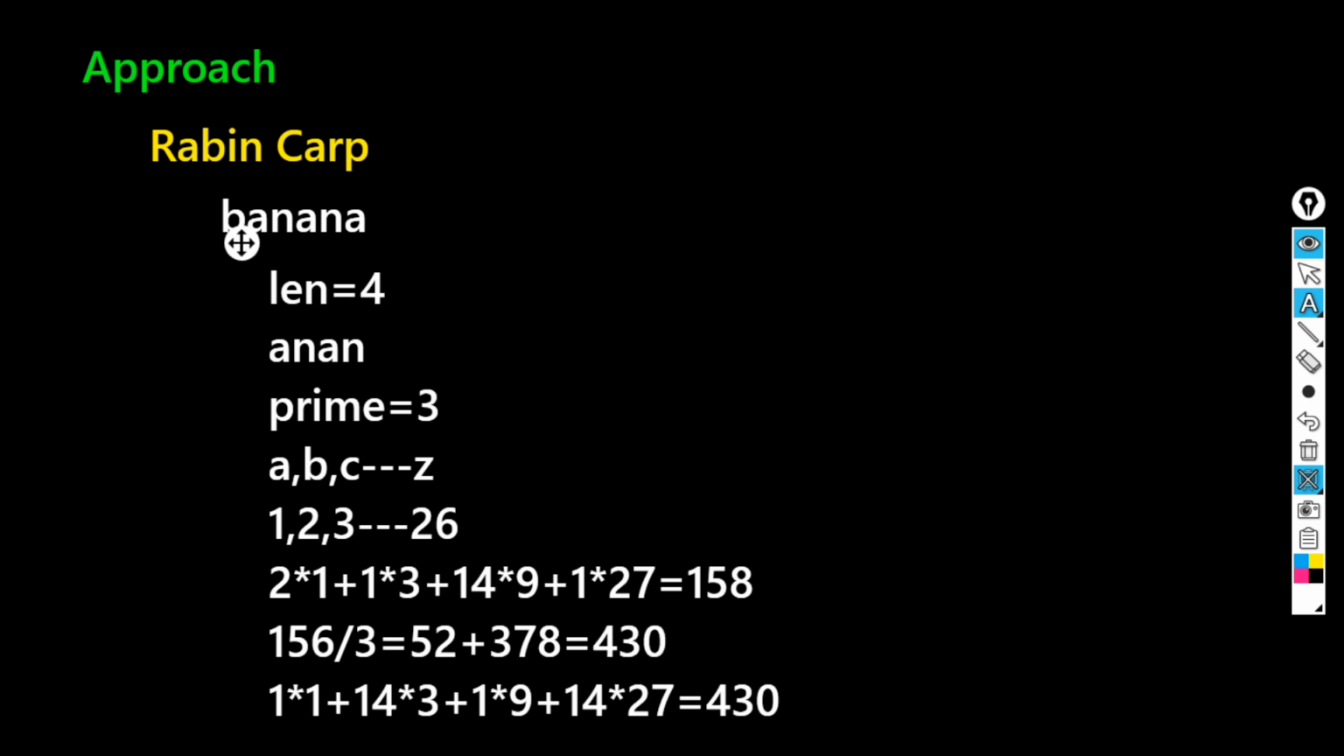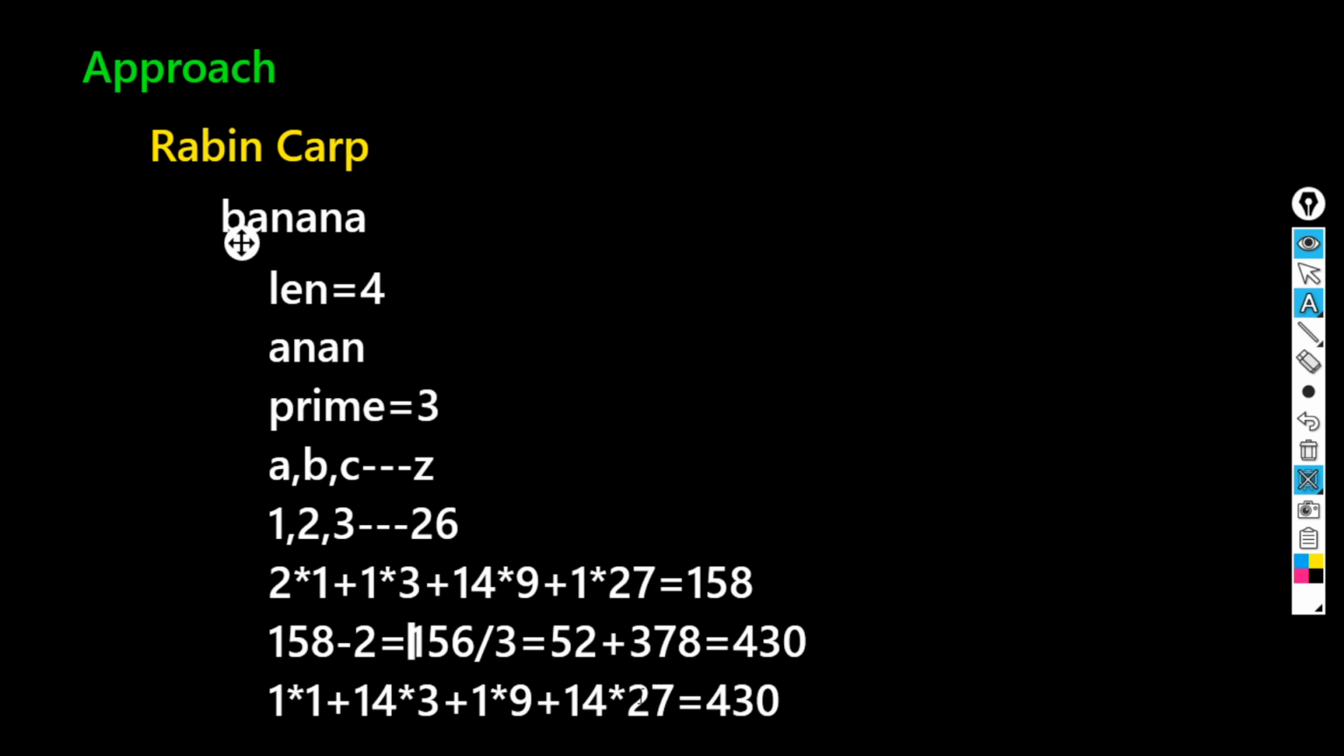So we have one more formula. For that, what do we have to do? We have to first subtract this from the first value. So it will be 158 minus 2, which equals 156. Then we have to divide by the prime number, so it will be 52. And then we have to add the last value, which will be 14 multiplied by 27.